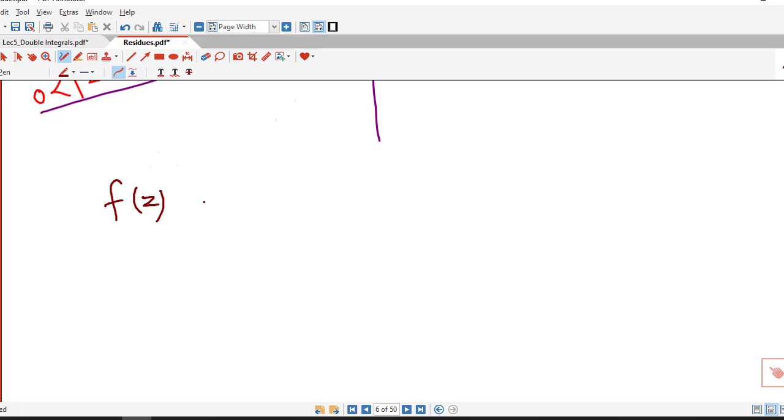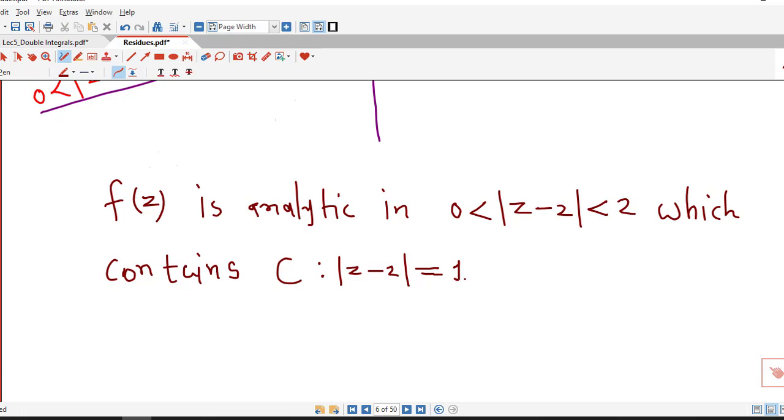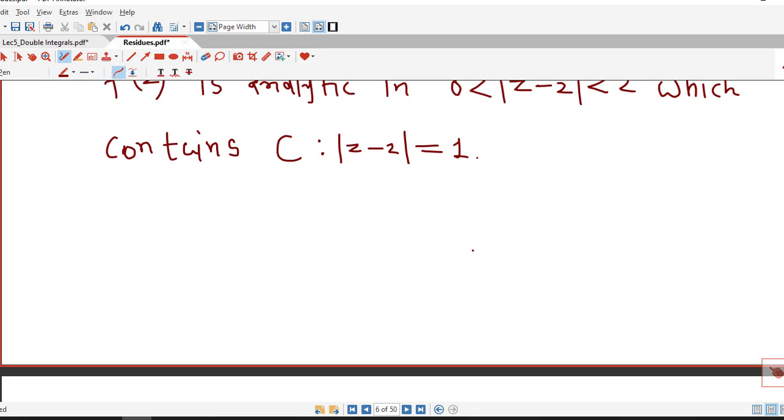With this in mind, first we write down that f of z is analytic in the domain 0 < |z - 2| < 2, and this domain contains the simple closed contour C, which is given by the circle with center 2 and radius 1. So now we try to expand our function in powers of z - 2.